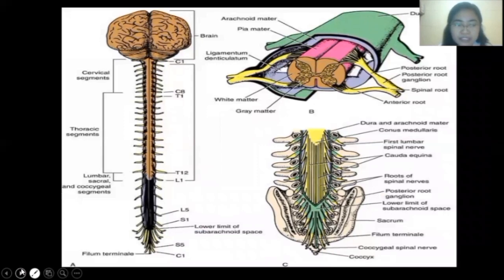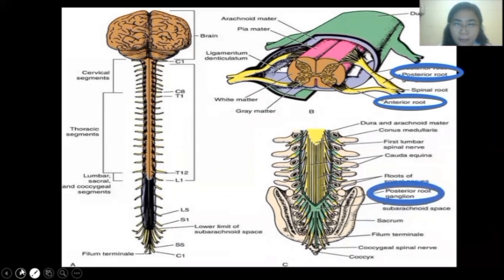Along the entire length of the spinal cord are attached 31 pairs of spinal nerves by the anterior or motor roots and the posterior or sensory roots. Each root is attached to the cord by a series of rootlets which extend the whole length of the corresponding segment of the cord. Each posterior nerve root possesses a posterior root ganglion, the cells of which give rise to the peripheral and central nerve fibers.